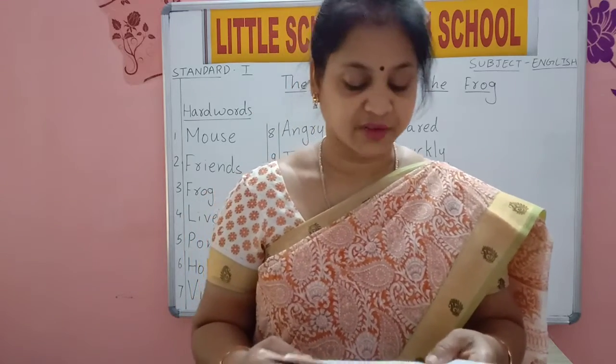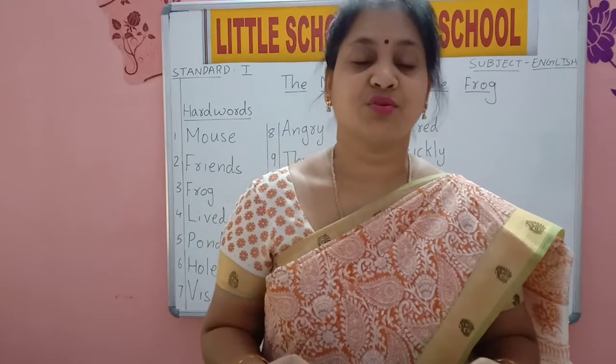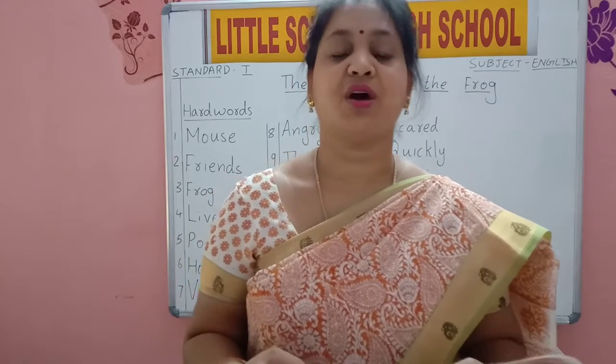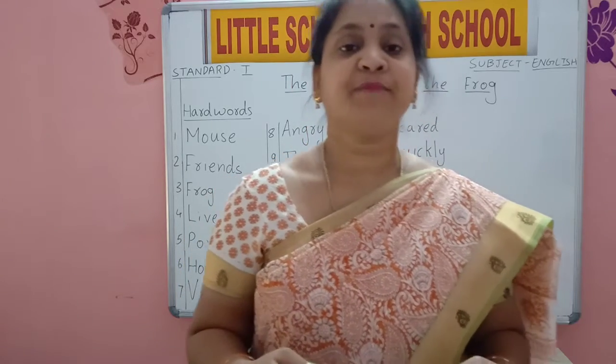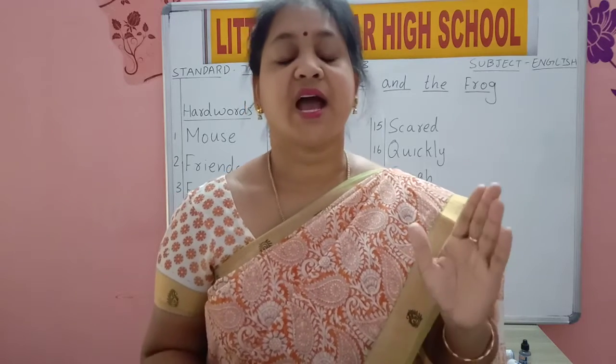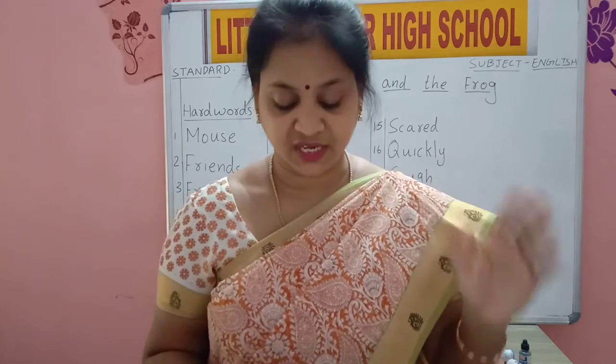Don't say sorry, frog. Now what did the mouse say? Okay, it's okay. You didn't know that I don't know swimming. Don't be sorry. We are friends. By mistake this happened. So don't say sorry. Come and have a cup of tea at my house. Come, we will go to my house and have a cup of tea.